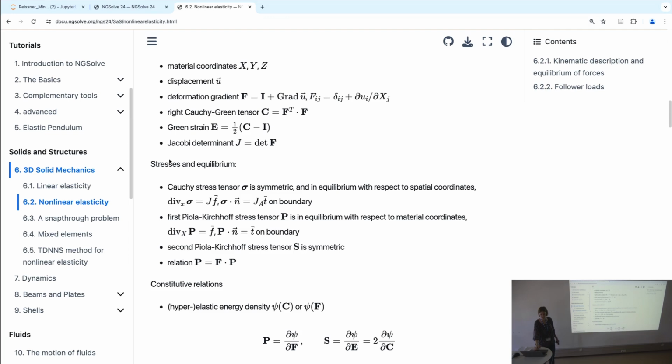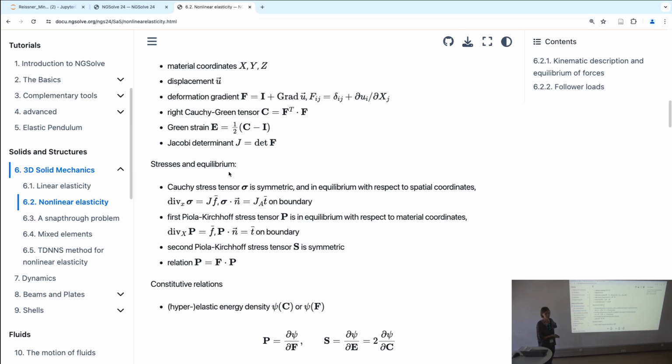So what do we need, just to fix the notations? In nonlinear elasticity, we don't have the linear strain tensor, of course, but we usually have F for the deformation gradient. We have C for the right Cauchy-Green tensor, F transpose F. We have the Green strain tensor, 1/2 (C minus identity). And we might need the Jacobi determinant J, which tells us the size of change of volume in this body.